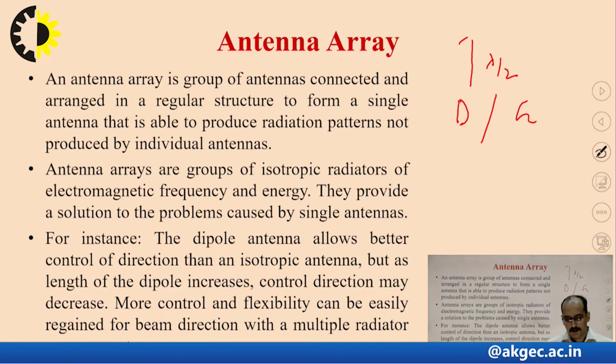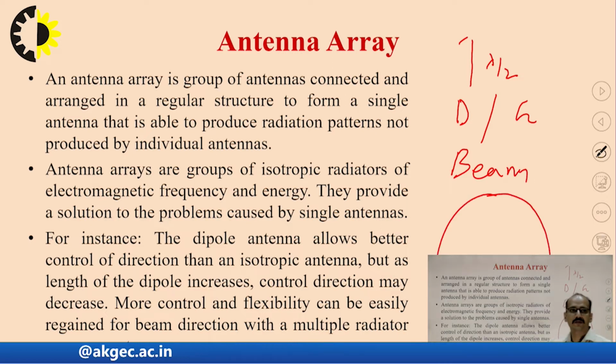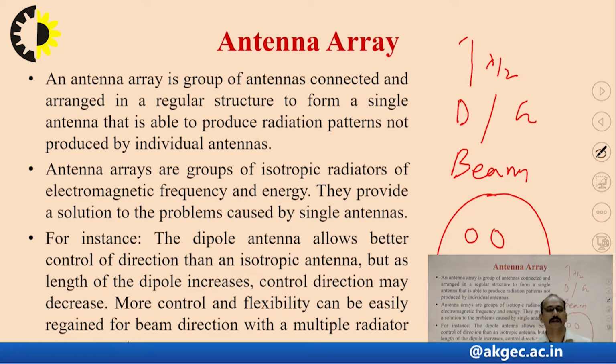So the antenna array is actually required for the beam requirement, as your earth is a sphere, and to cover its various regions through a spotlight type radiation pattern, you require these antenna arrays. Also, you can change the polarization and other parameters through this.